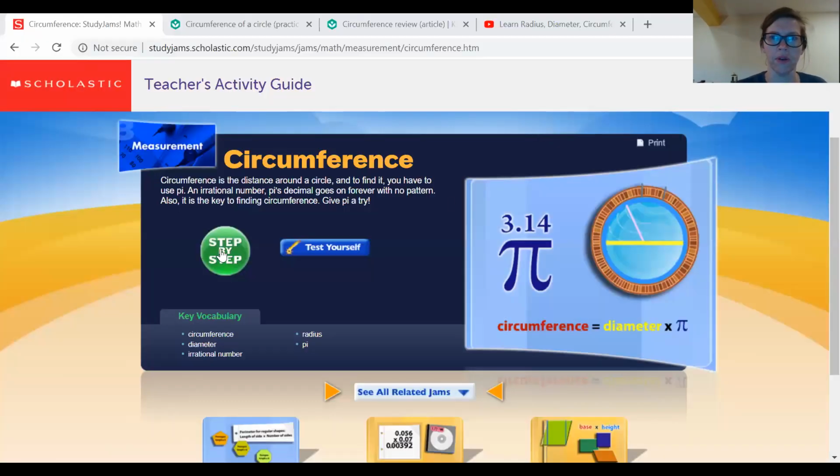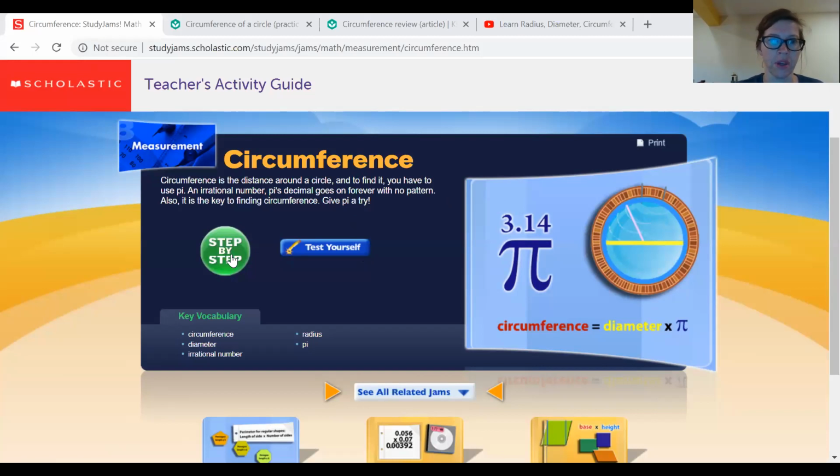All right, so here we are at studyjams.com, where we're going to learn that in order to find circumference, we have to use pi, and pi is a number that goes on forever with no pattern, and we'll learn more about that.